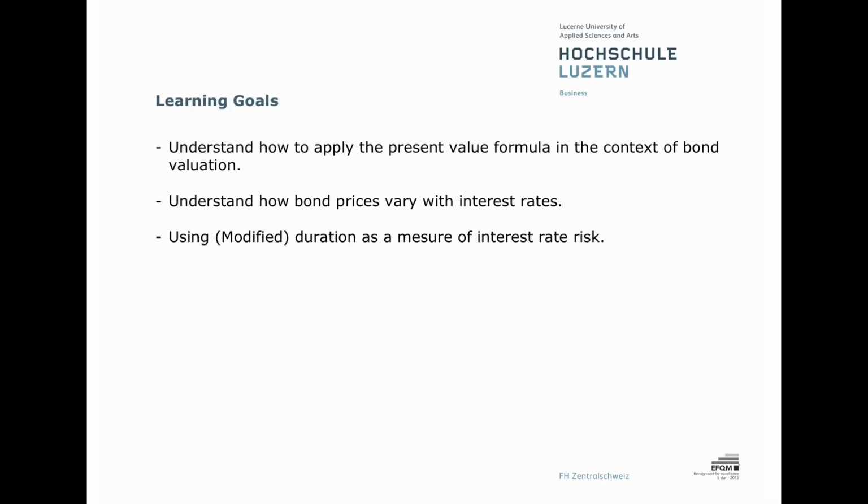There are 3 learning goals in this session. The first learning goal is that you understand how to apply the present value formula in the context of bond valuation. The second learning goal is to understand the sensitivity of bond prices to changes in interest rates. The final learning goal is to get familiar with the concept of duration and modified duration as measures of interest rate risk.